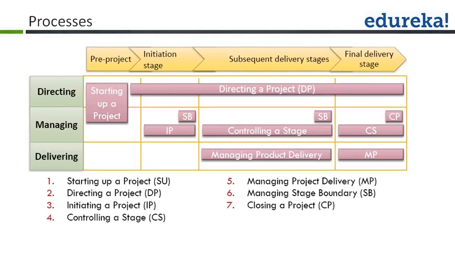Now, during this controlling a stage process, on regular basis, the project manager sends report to the project board. These reports are called as highlight reports. This process is owned by project manager. The next process is managing a product delivery, which is owned by a team manager. In this process, planned products are delivered to expectations and within quality tolerance. The progress information is provided to the project manager at an agreed frequency.